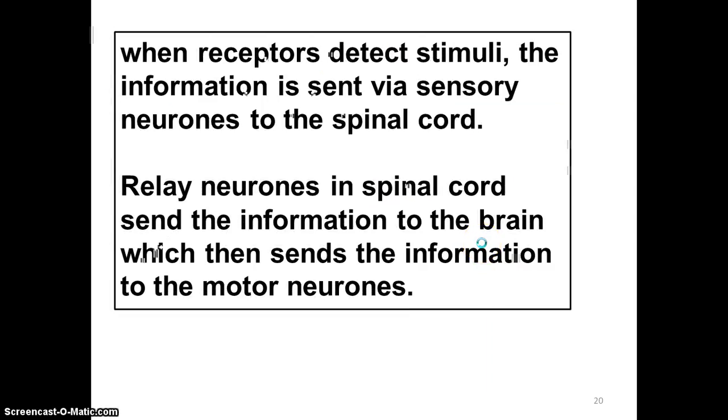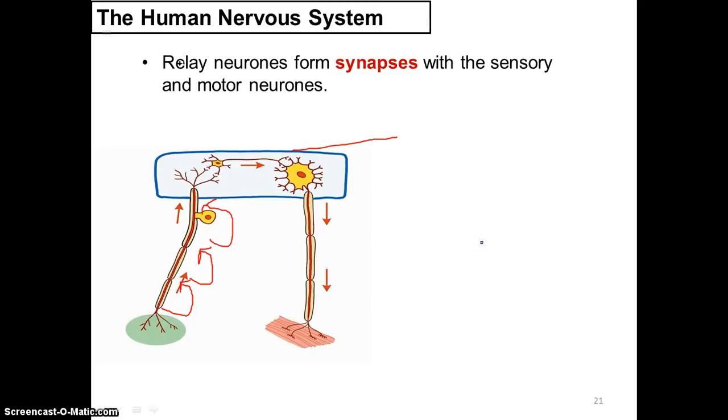When the receptor detects the stimuli, the information is sent via the sensory neurons to the spinal cord. Relay neurons in the spinal cord will then send the information to the brain, which then goes to the motor neurons. Relay neurons form what we call synapses with the sensory and the motor neurons. This is one way the nerve impulse travels from one neuron to another.